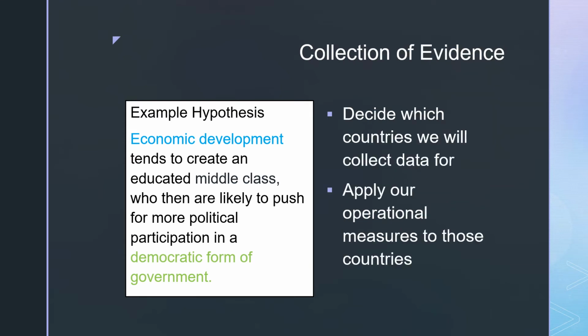Once we have our hypothesis, our conceptualization, and a way to measure that concept, we're ready to actually collect our evidence. The collection of evidence requires us to decide which countries we will collect data for and to apply our operational measures to those countries. We'll look at more examples of how we do that later on in this video.